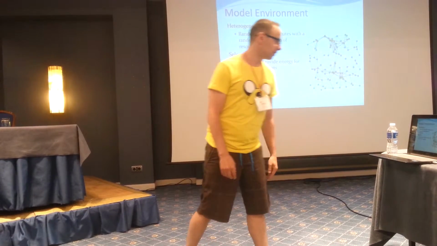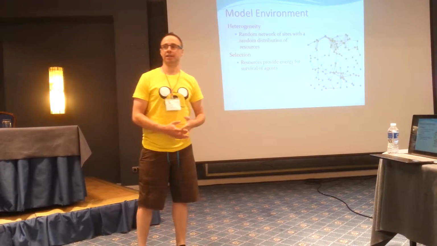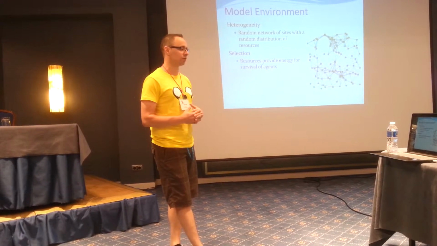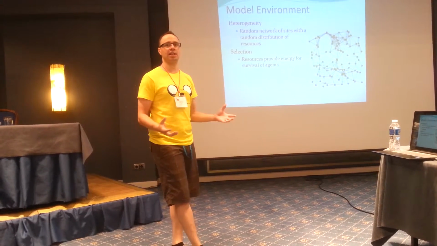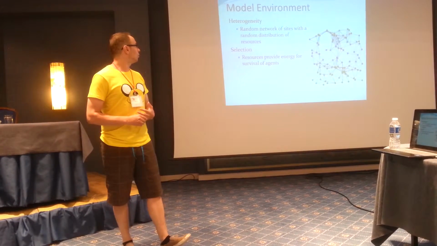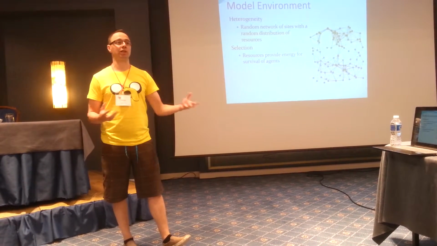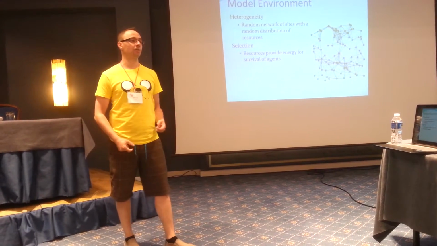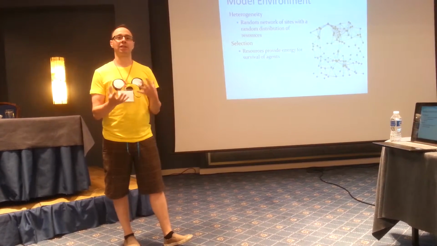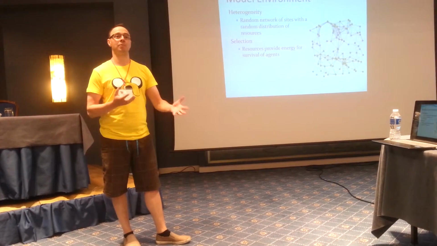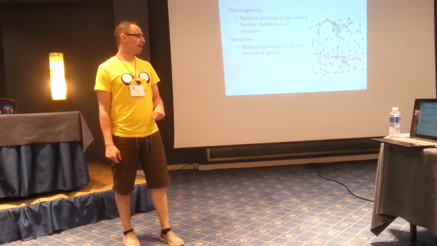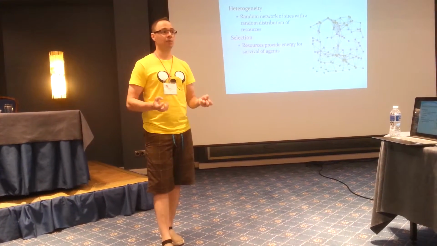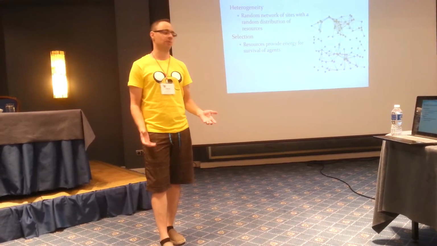So let me talk a little bit about our model. The environment itself is a network structure. There's a random connection of nodes, and there is some heterogeneity in the distribution of resources at a particular node. So there are resources at each node, but how many resources you get at each node is different, and the ability to gather resources from each node is different depending on your genes. And then there is also selection for gathering resources, because resources provide you energy in order to survive.